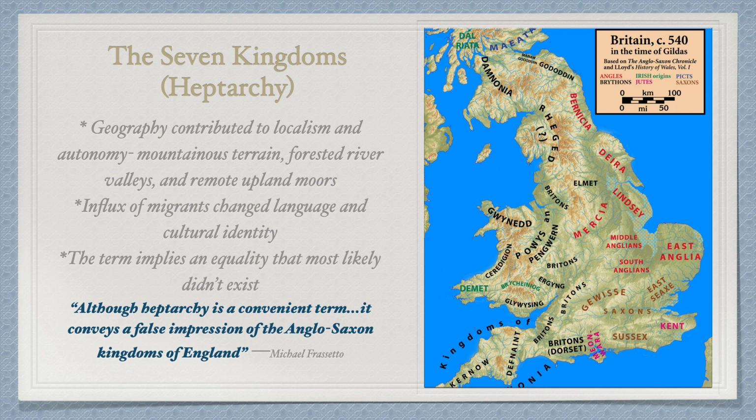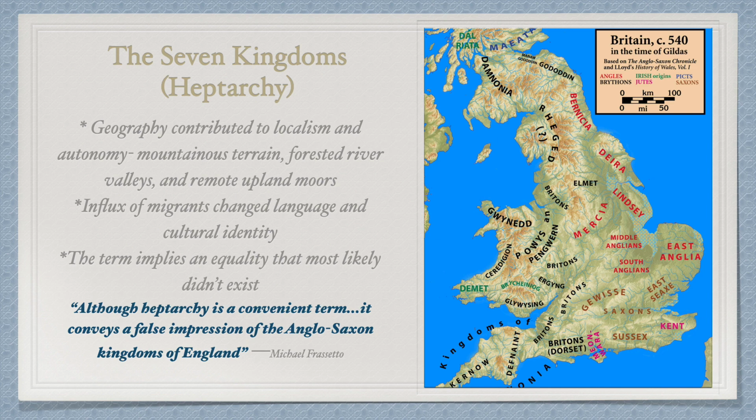This map shows more of the settling of those Germanic tribes, and that's in red and pink and that brown yellow color. The influx of Anglo-Saxon migrants changed the language and cultural identity of Britain.